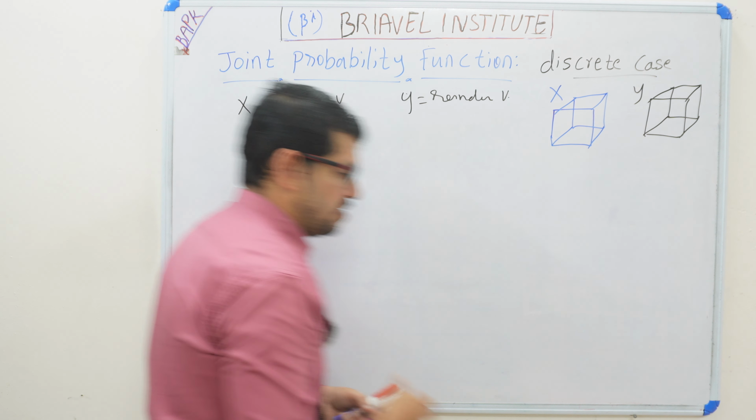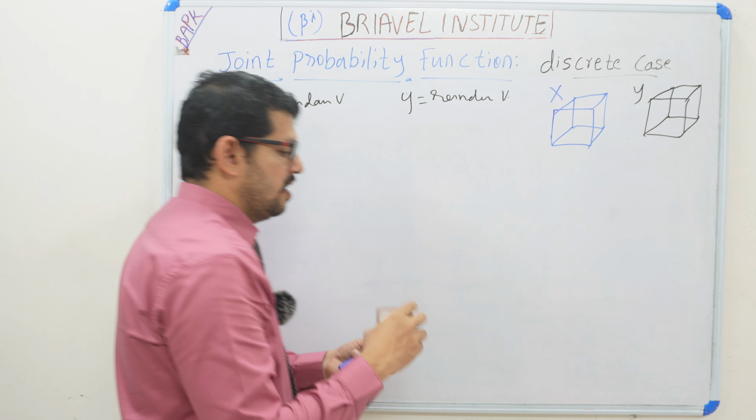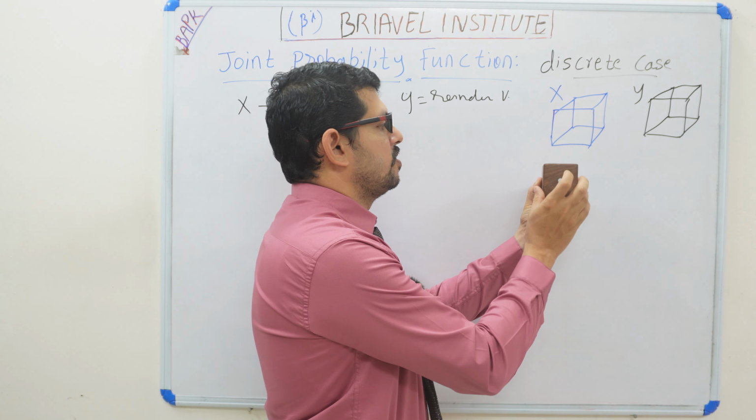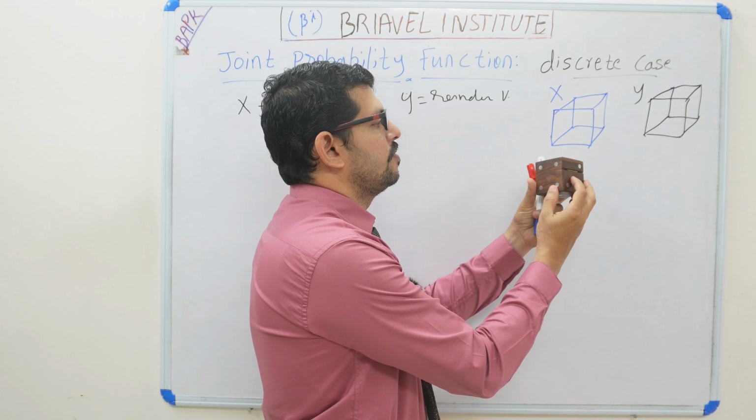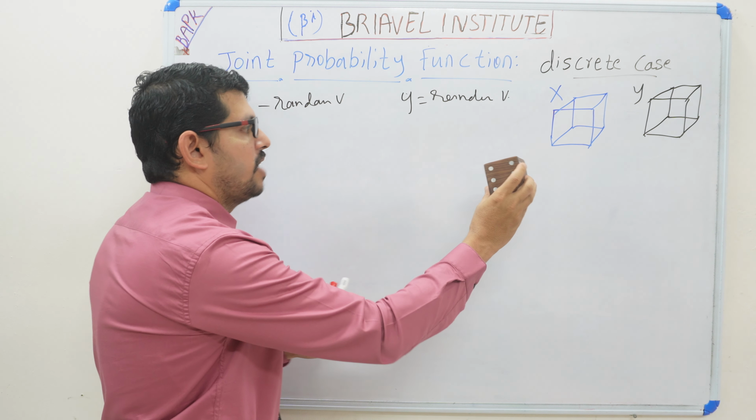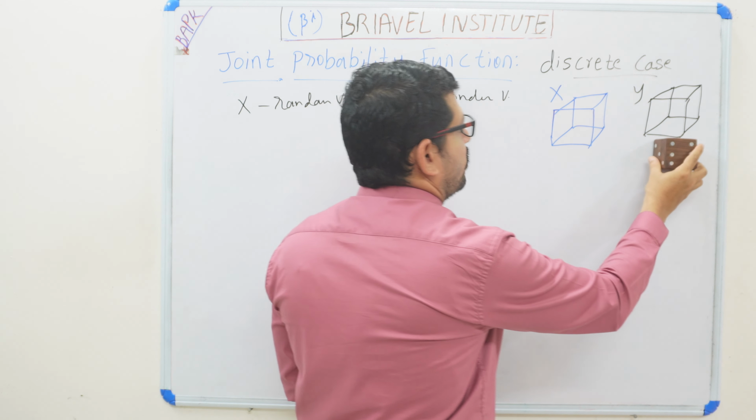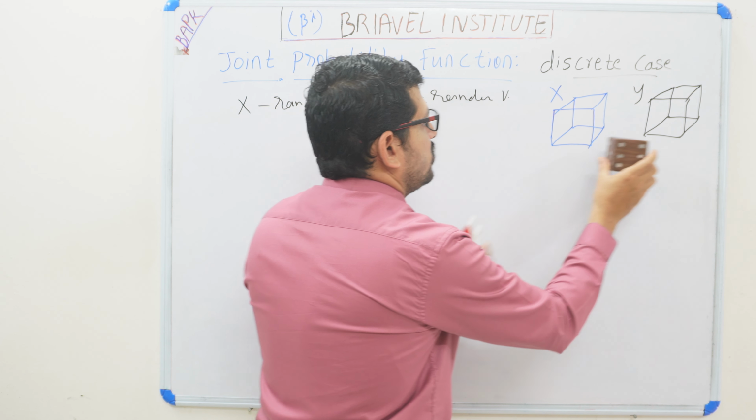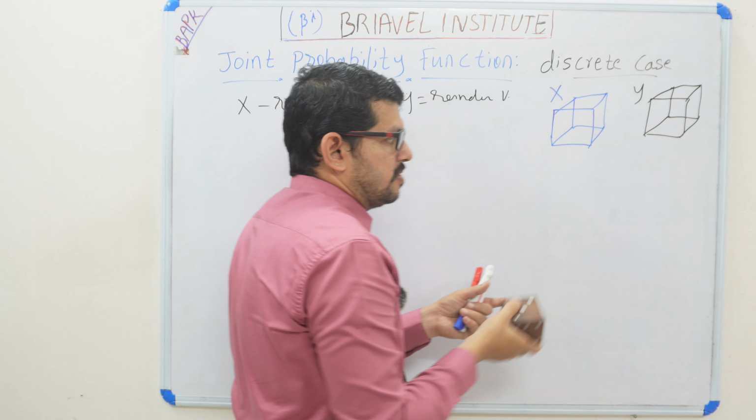So what is the particularity of a die? A die has its faces. This is 1 and 2, 4, 6, 5, 3. We have 6 faces. So here is one die, here is one more die. These two dice are thrown at a time, a single time.